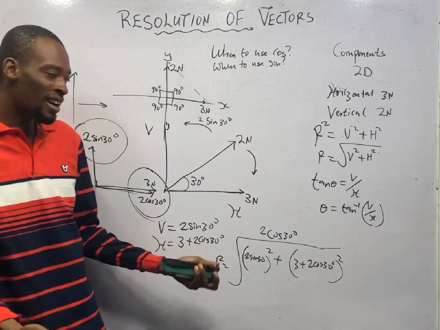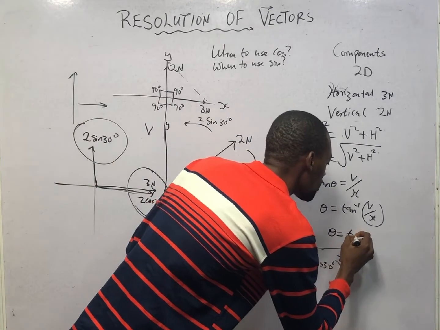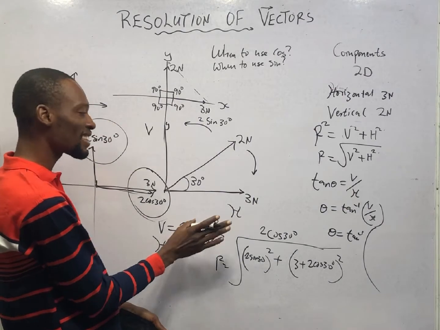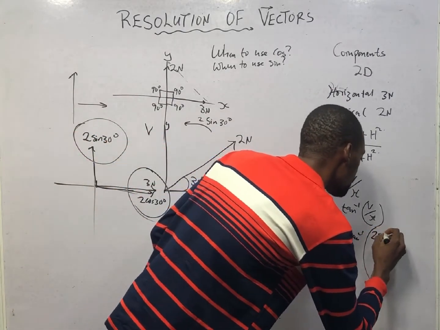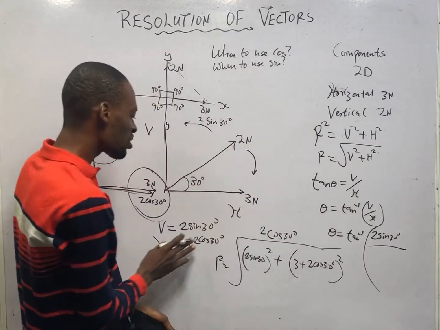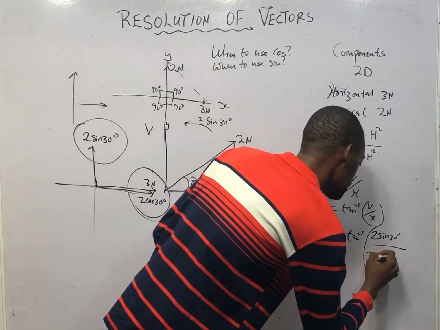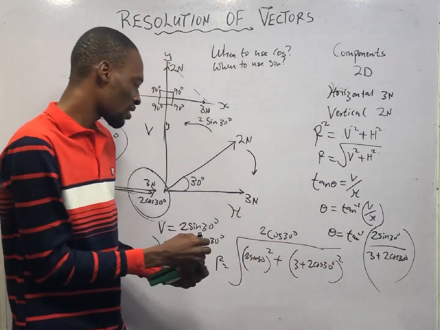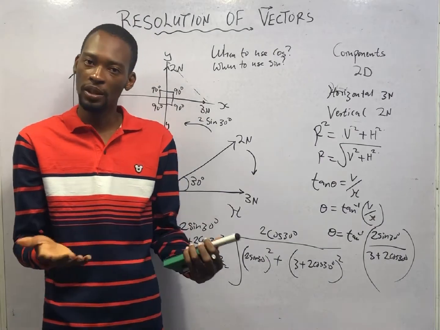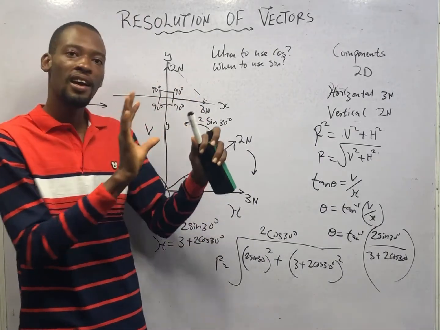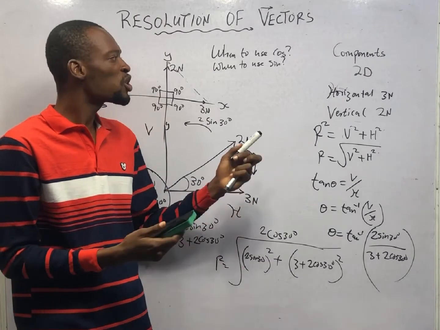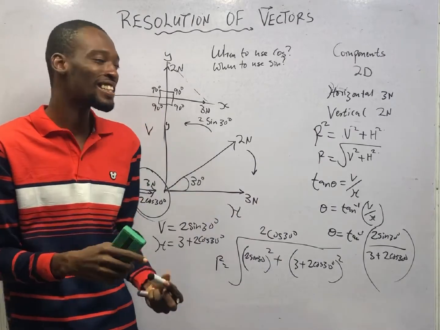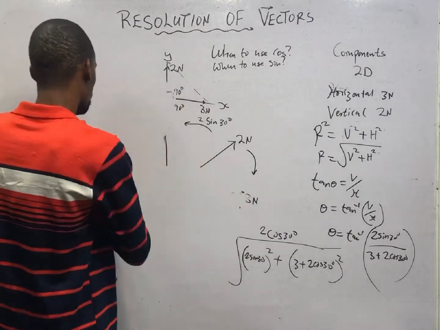Now the angle or the direction theta is equal to tan inverse of the vertical component, which is 2 sine 30. Any answer you get for 2 sine 30, you put it here, over the horizontal component 3. Any answer you get for 3 plus 2 cos 30 degrees, you put it there. So basically, we've resolved a vector into magnitude and direction. Before we go straight into calculations, we are already calculating, like into questions and answers. Look at something else you should know.